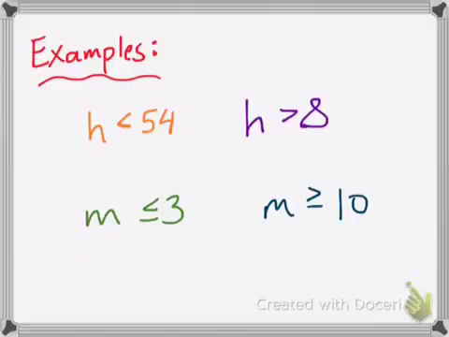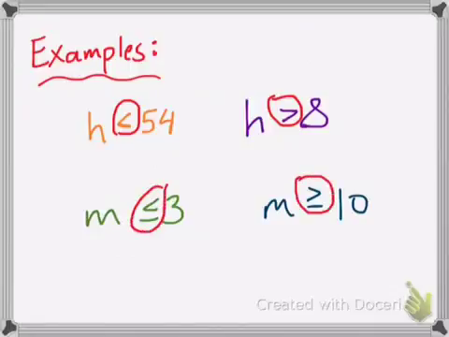These are examples of inequalities. H is less than 54, H is greater than 8, M is less than or equal to 3, and M is greater than or equal to 10. So again, these are examples of inequalities.